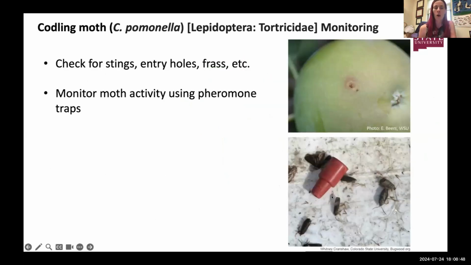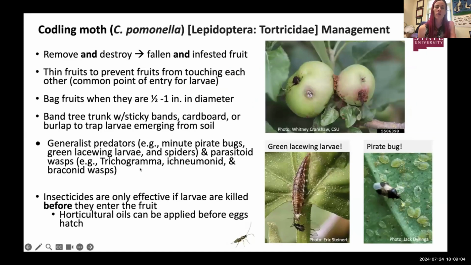So what you can do, monitoring for these is what's really important to keep an eye on them. If you have any apples or pears, check for stings, entry holes, frass. You can monitor moth activity using pheromone traps as well. So what can you do? How can you manage these moths?